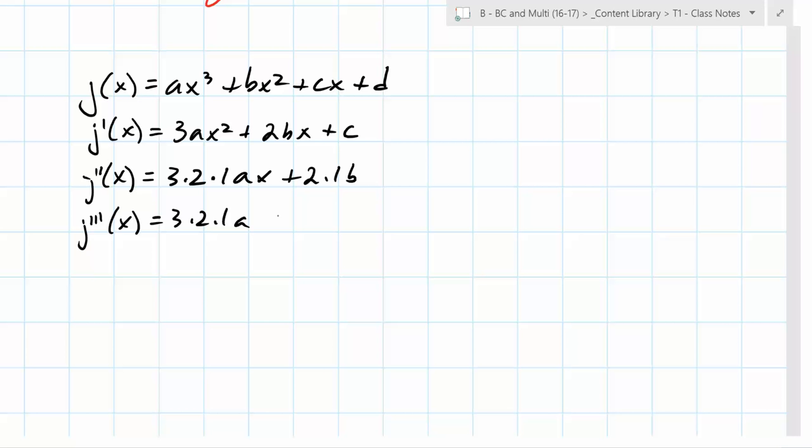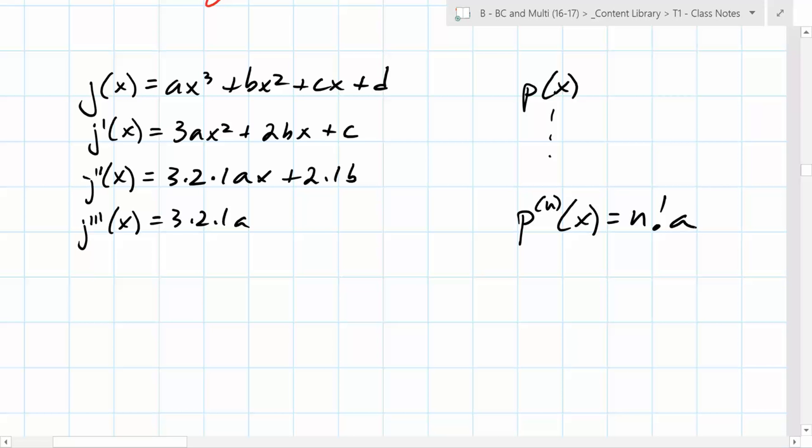Because it's factorial. I wanted to show you the factorial. Because if you started with, I don't know, n of n, that's a bad one to choose. Let's say I started with p of x as some general nth degree polynomial. What's it going to come down to? What is the nth derivative of p of x going to be? N factorial times a, the leading coefficient, right? Does everybody see that so far?